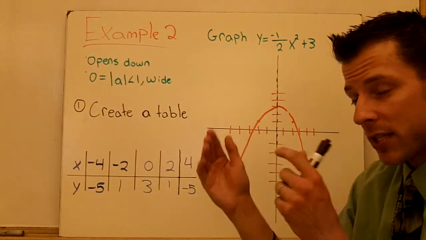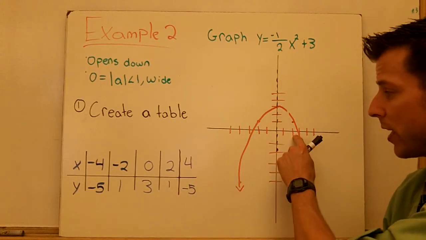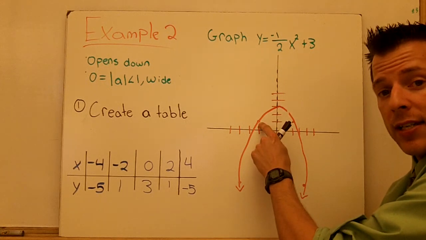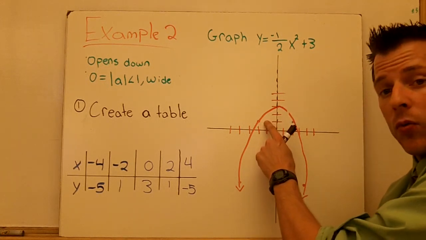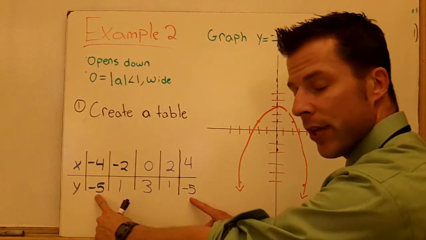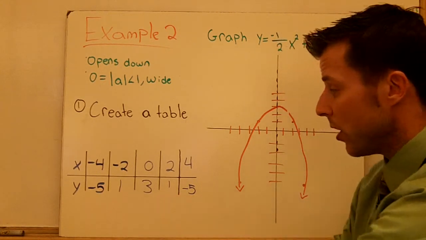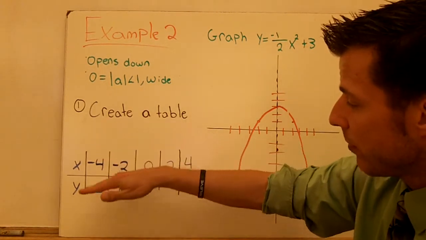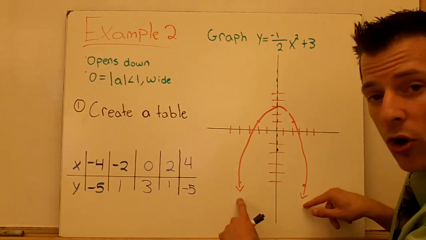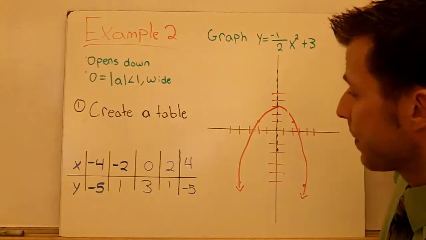So if we're the same distance to the right, like 2 units from that axis of symmetry, and we get 1, that means negative 2 units to the left of this axis of symmetry should also be 1 on the output. So that's why you keep seeing these repeated values, both the same distance from the axis of symmetry, and both are going to give you the same result. So I created my table, I plug each value in, and I connect them with a smooth curve. The function is opening down, which is a good thing because my a value is negative.